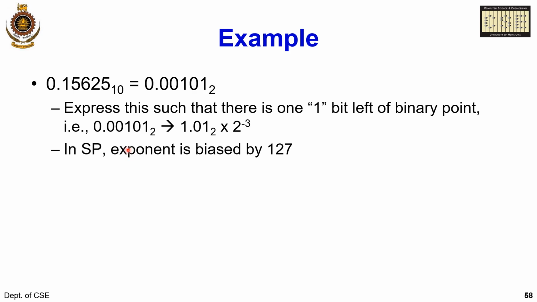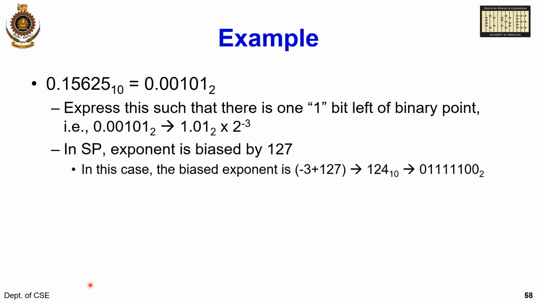In single precision, we have something called biasing. Biasing exists in both single precision and double precision. In single precision, the bias is 127. So what does that mean? The exponent is biased by 127. The exponent is minus 3 here. We add 127, and we end up with 124 in decimal. That is the biasing operation. So 124 in binary is 01111100. That's the biasing part of the exponent. You just add 127.